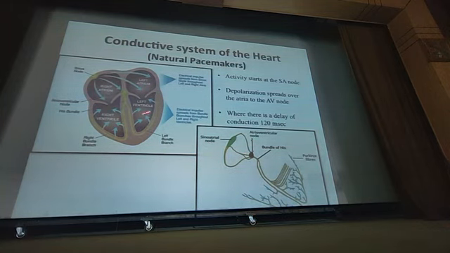Left bundle branch block is very common and mostly associated with MI. Especially a new MI is sometimes shown only by a left bundle branch block. So any new bundle branch block without a history of previous MI means that this is mostly an acute MI. Why? Because there will be fibrosis. This fiber also becomes fibrosed.